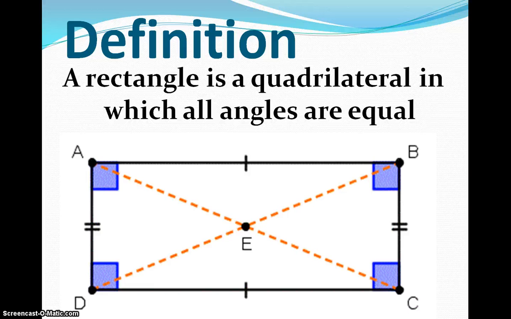Last but not least, we have a rectangle is a quadrilateral in which all angles are equal. So again, making sure you write this down. This is based off of the definition of rectangle, which states that all angles in our rectangle are equal, or all the angles are 90 degrees is kind of the technical definition of it.